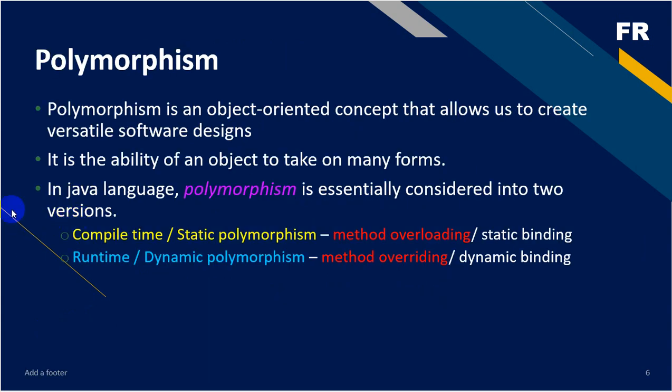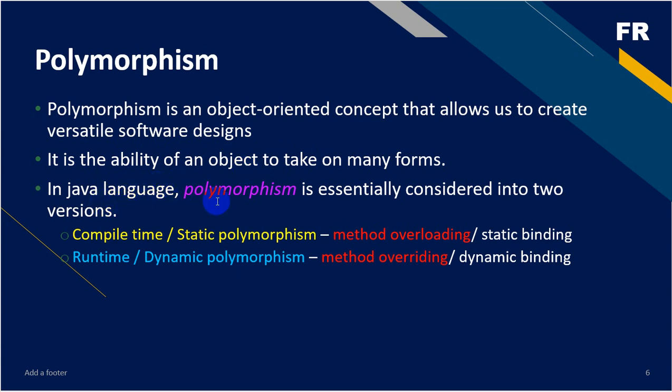So polymorphism is an object-oriented concept that allows us to create a versatile software design. It is the ability of an object to take on many forms. As you can see, the object can take on many forms, because when we declare the object of a parent class, it can call the normal functions of the parent class, and through that object we can call the child class features as well.